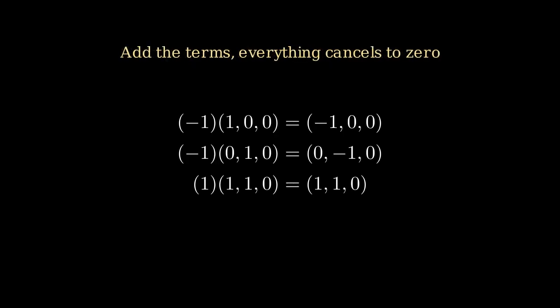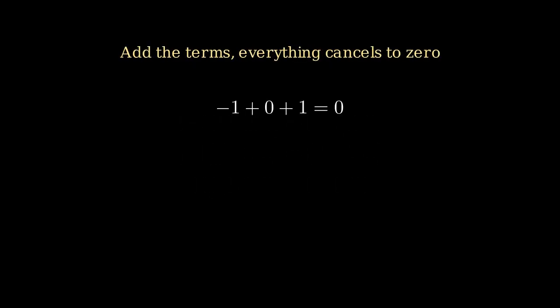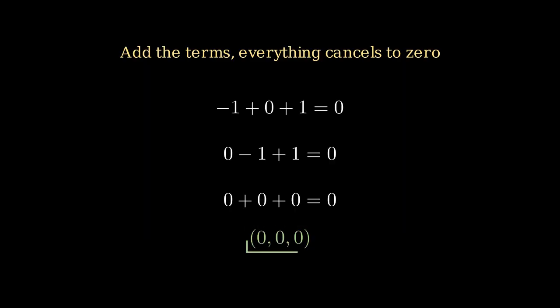Adding these together, the first coordinates give minus 1 plus 0 plus 1 equals 0. The second coordinates give 0 minus 1 plus 1 equals 0. The third coordinates give 0 plus 0 plus 0 equals 0. Everything cancels, confirming the dependence.